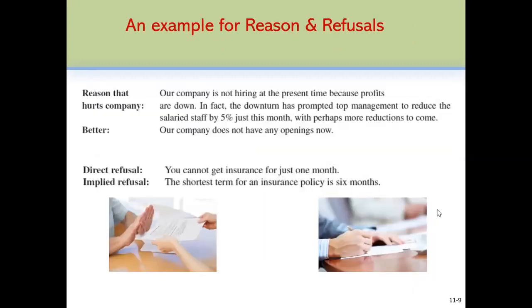An example for reason and refusal. So I've given a couple of examples here. Let me just go through them very quickly. Now, the first reason over here is not that good, so I added how it could be better.